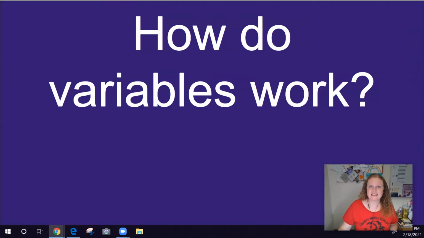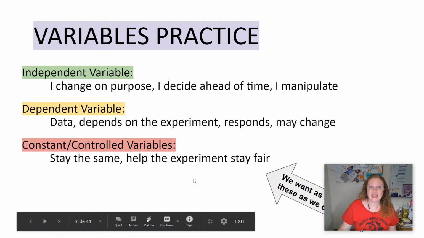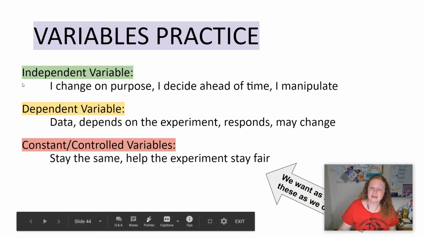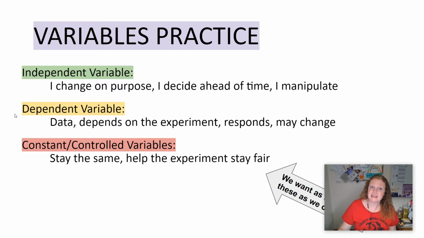Let's take another few minutes to check out variables and make sure we understand how variables work. So again, these are the types of variables that you might encounter: the independent variable, the dependent variable, and then the constant variables. And remember, independent variable, it's IV. It's the one I change on purpose, the one I decide ahead of time. I manipulate it.